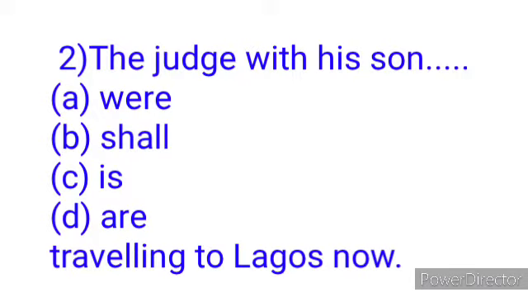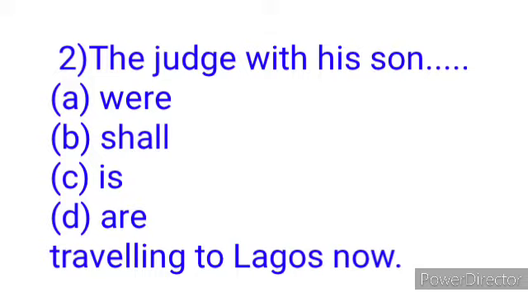Question 2, we have: the judge with his son dash. We have option A, were, B, shall, C, is, and D, are traveling to Lagos now. To choose the correct answer to this question, we have to consider the tense of the sentence. And the tense of this sentence is present continuous tense. The words traveling and now in the sentence show that it is happening at the moment.